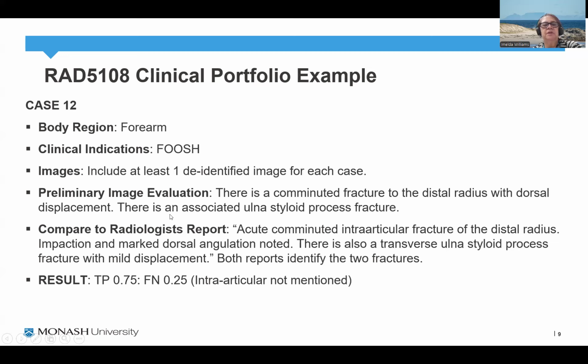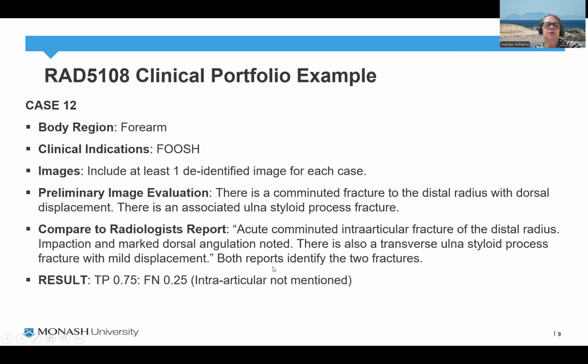So the preliminary image evaluation that was written up here stated there is a comminuted fracture to the distal radius with dorsal displacement, and there is an associated ulnar styloid process fracture. Compared to the radiologist's report, it indicated there's an acute comminuted intra-articular fracture of the distal radius impaction and marked dorsal angulation. And there's also a transverse ulnar styloid process fracture with mild displacement.